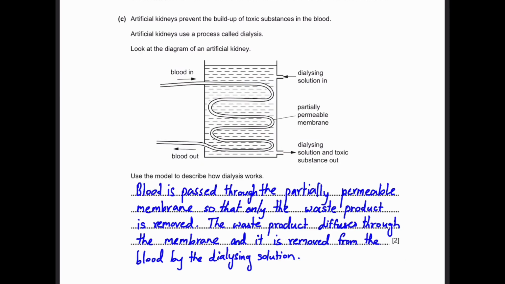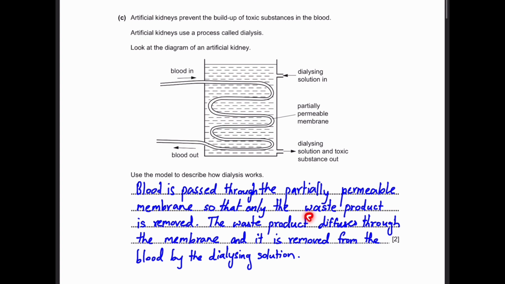So as I just explained, blood is passed through the partially permeable membrane, which means passed through this tube here, so that only the waste product is removed. And the waste product here is just urea. So the urea diffuses through the partially permeable membrane over here, and it is removed from the blood by the dialyzing solution. That's the answer. Let's go to question 2.